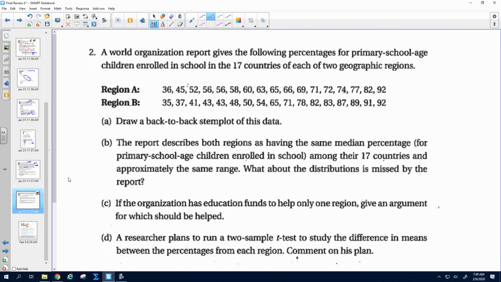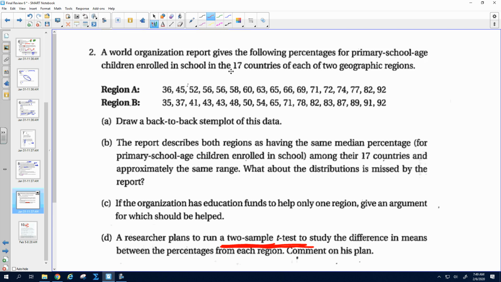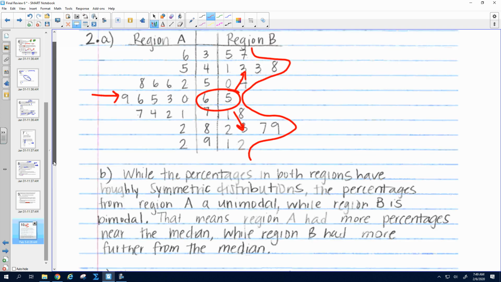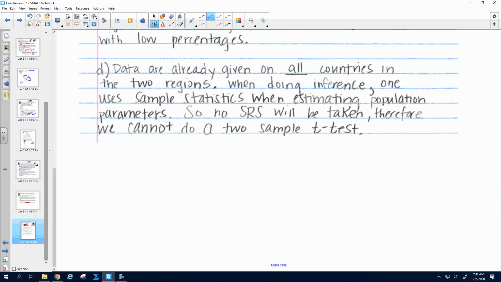Okay, and D is kind of tricky. So basically, if we wanted to do a two-sample t-test, we would have to check random and 10% and large counts. And actually, the first problem is random. So they actually took 17 countries of two geographical regions, and they took all 17 countries. So they never talked about taking a simple random sample. And so you can't run any kind of confidence interval or test unless you're taking a simple random sample. So data are already given on all countries in the two regions. When doing inference, one uses sample statistics when estimating population parameters. So they did not take a simple random sample, so you cannot do a two-sample t-test.